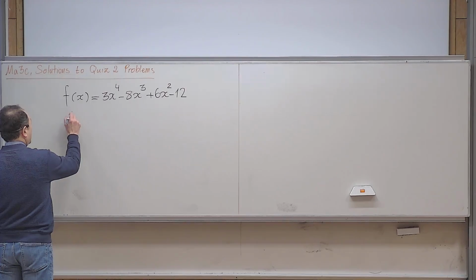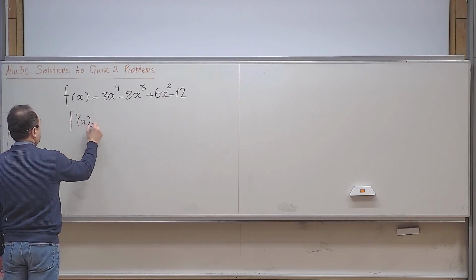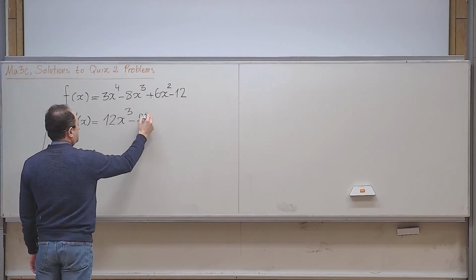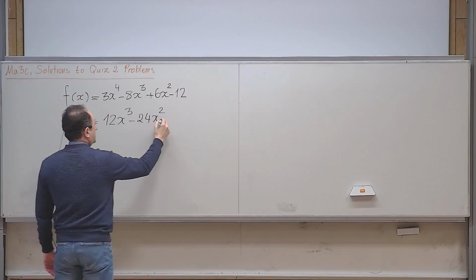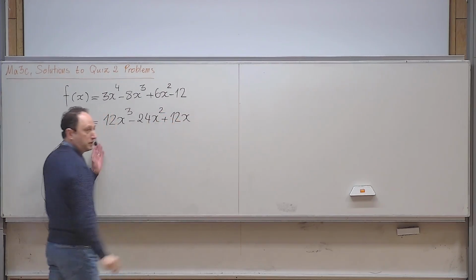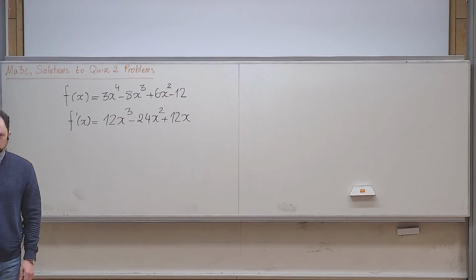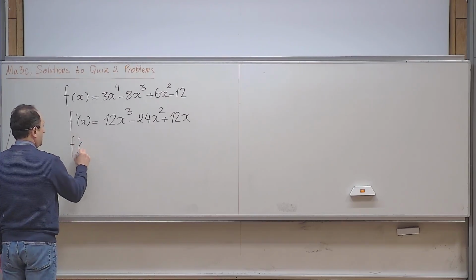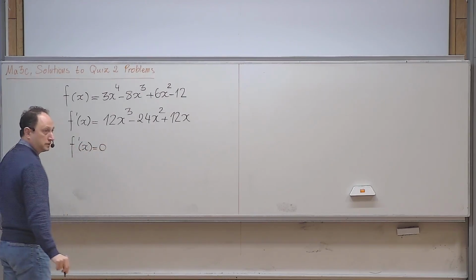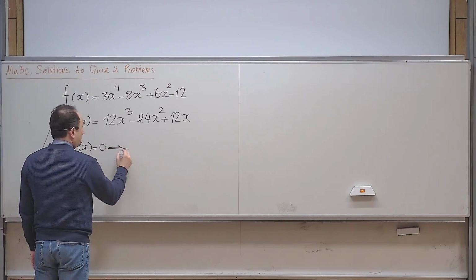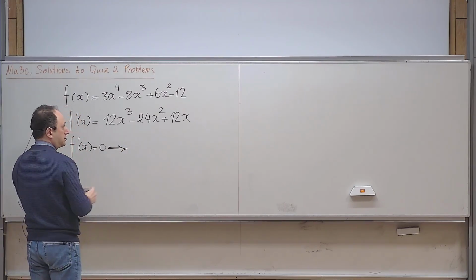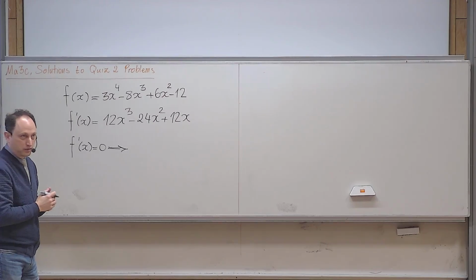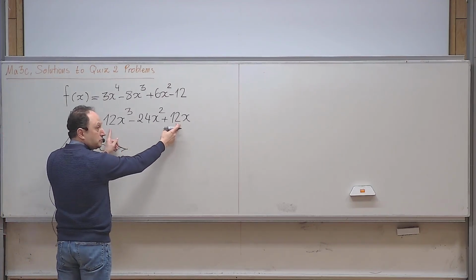So f prime of x is equal to 12x cubed minus 24x squared plus 12x. You agree? And the second step is to put this equal to 0. This is a C-level question, okay? So f prime of x equals 0. We have these types of questions during the lesson. If the degree is higher, there is only one hope for you to be able to factorize this. But the factorization is extremely simple in this case.